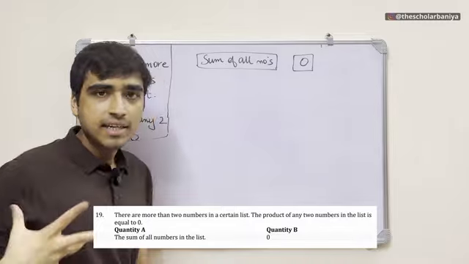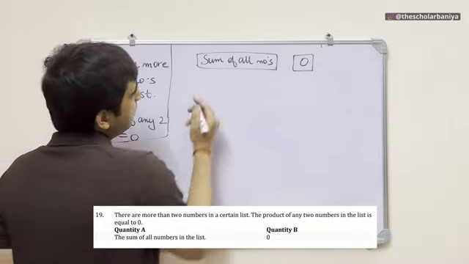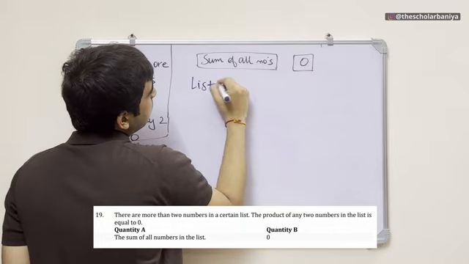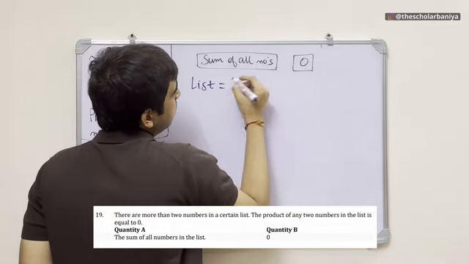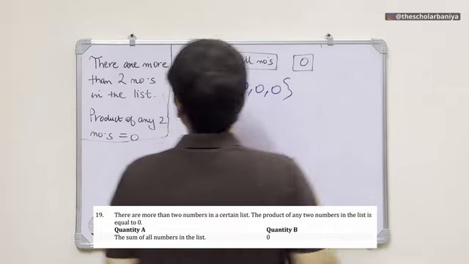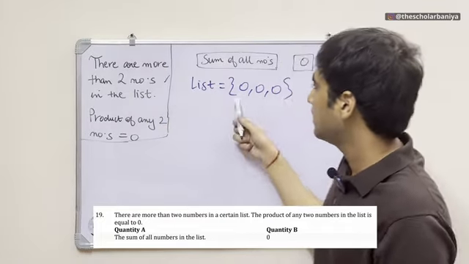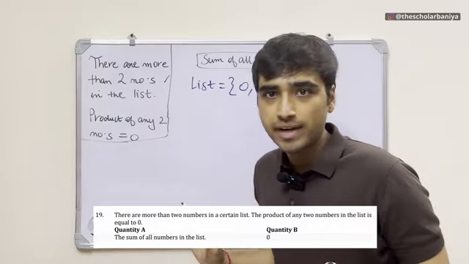So let's take a few cases and try to analyze how this goes. Now, for example, the list is 0, 0, 0, right? So there are more than two numbers in the list. This is satisfied, right? Because there are three numbers, which is absolutely fine.